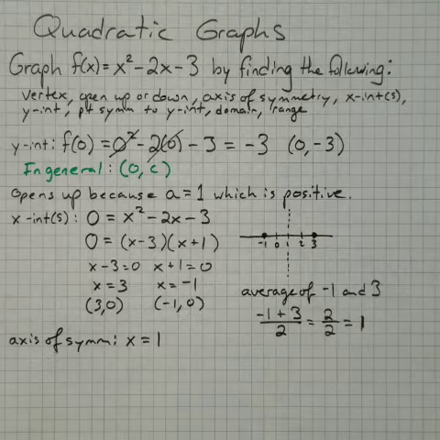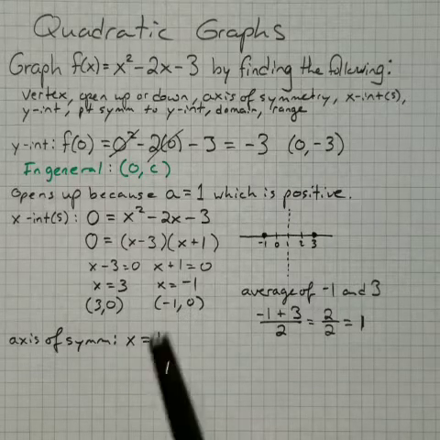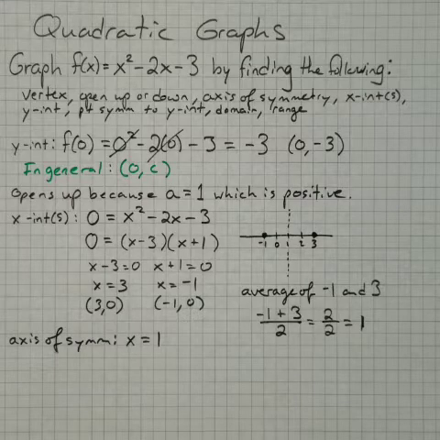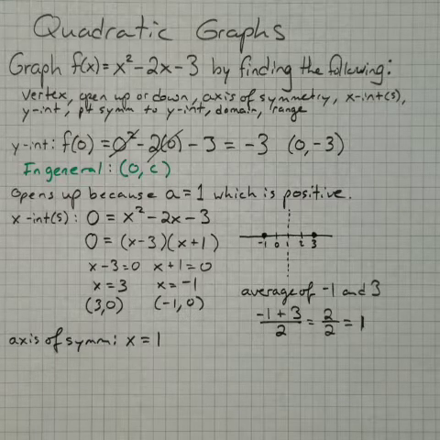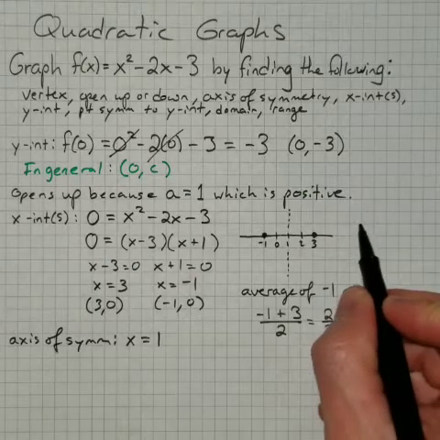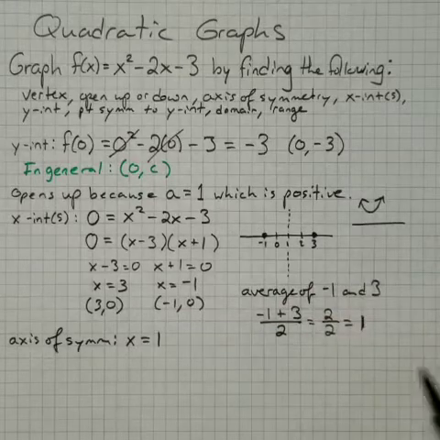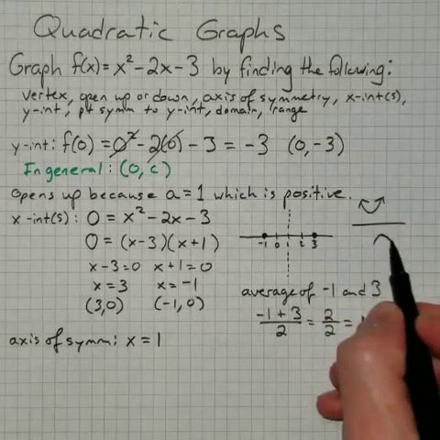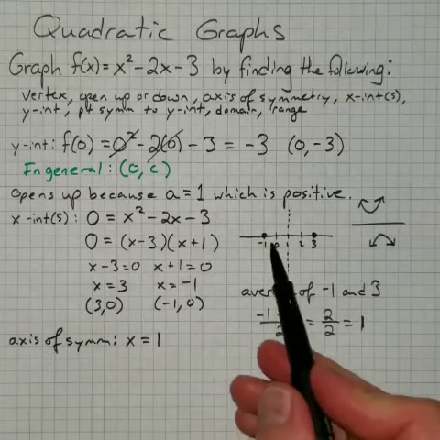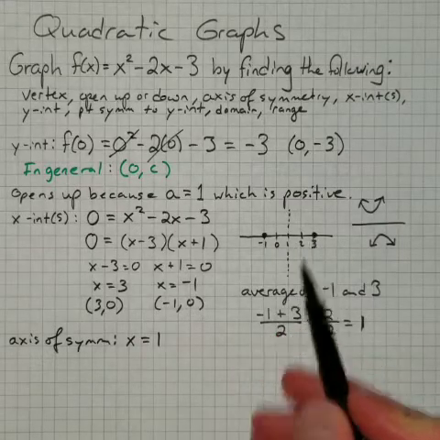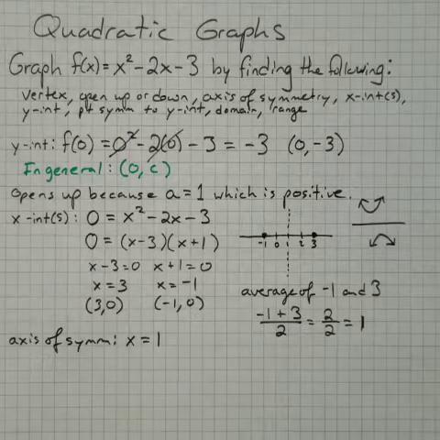Now, this poses a slight problem, however, because you don't always have x-intercepts. Remember, you can have graphs that don't hit the x-axis. If this was my x-axis, I could have a parabola that's completely contained above the axis or below. That is a possibility. And so I may not have the intercepts in order to find the average. So there's got to be another way. And indeed there is.